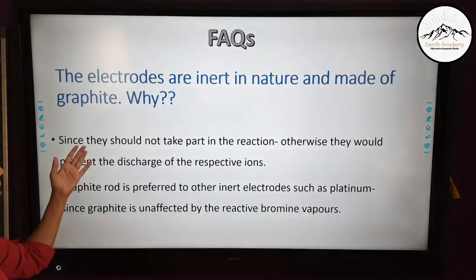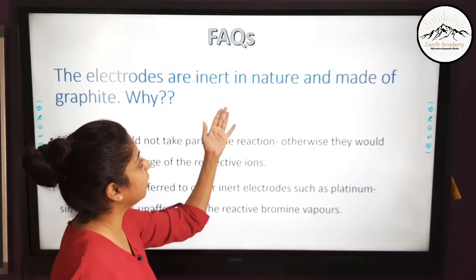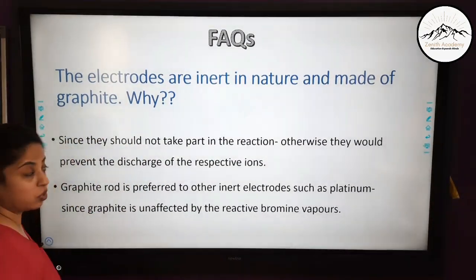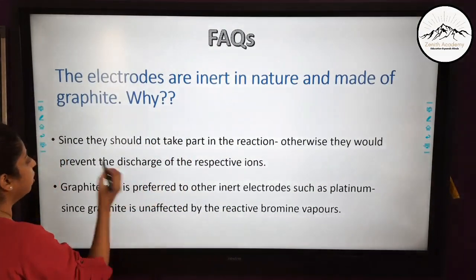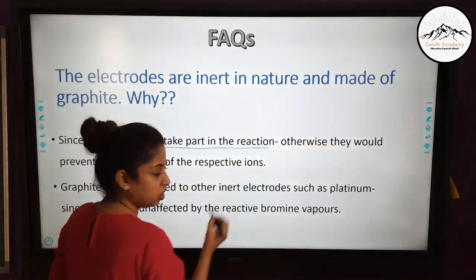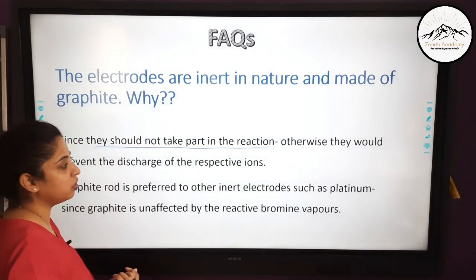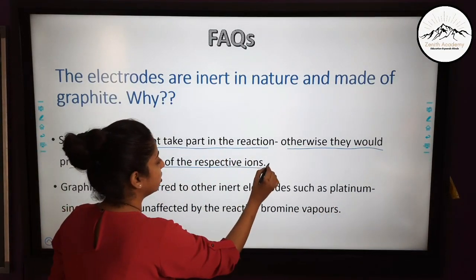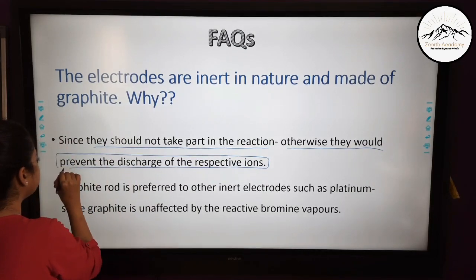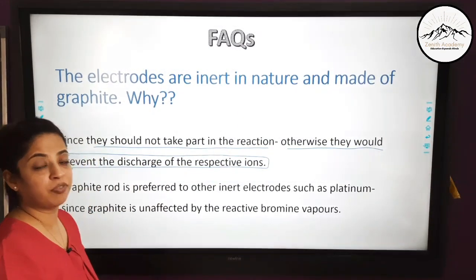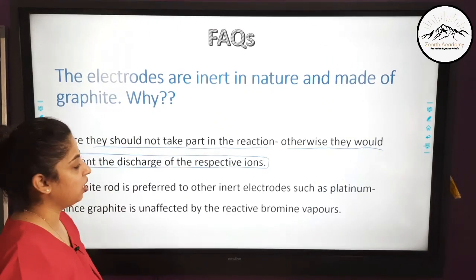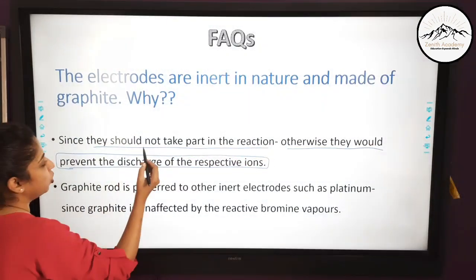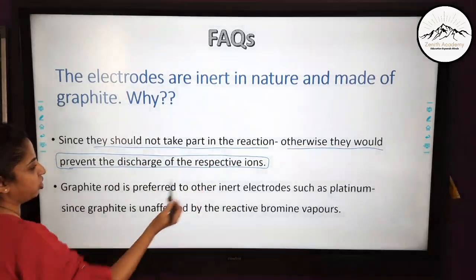Now the next question that is asked is, the electrodes are inert in nature and made of graphite. So why are the electrodes made up of graphite? We should write the electrodes are made of graphite or inert since they should not take part in the reaction. The electrodes itself should not take part in the reaction, otherwise what happens? They would prevent the discharge of the respective ions. So we need the discharge of ions. At cathode we need the discharge of lead ions and it forms lead metal, and at anode we want the discharge of bromine vapors. So it should be inert so that it does not prevent the discharge of the respective ions.